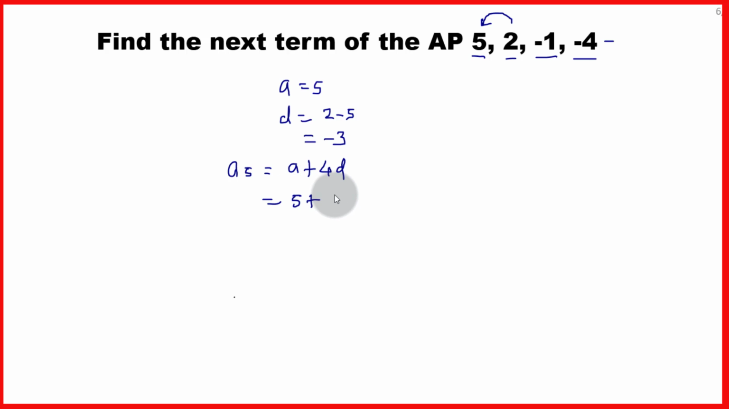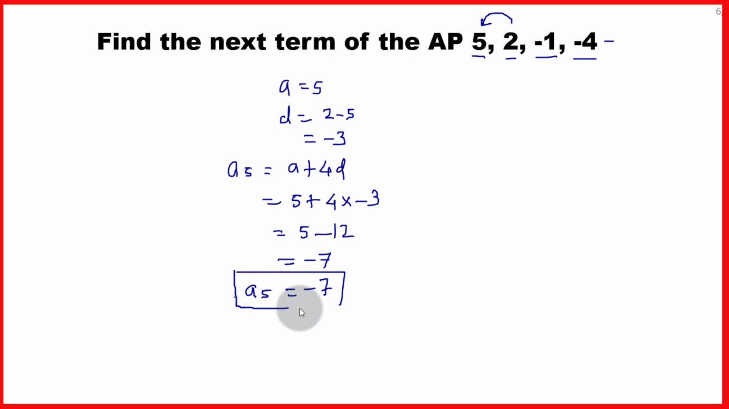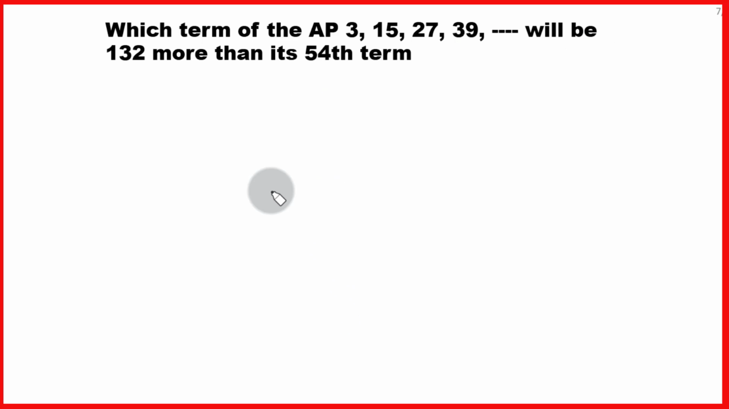So where A is 5 plus 4 into D is minus 3, which is equal to 5, 4 3s are 12, it will be minus 12, so it is 5 minus 12, and so it will be minus 7. Therefore the next term, that is the fifth term, A5 is equal to minus 7. Highlight your answer. Now move to the next question.